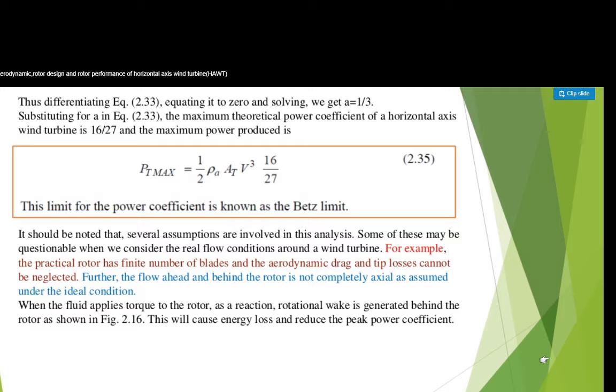It should be noted that several assumptions are involved in this analysis. Some of these may be questionable when we consider the real flow conditions around the wind turbine. For example, the practical rotor has a finite number of blades, and the aerodynamic drag and tip losses cannot be neglected. Further, the flow ahead of and behind the rotor is not completely axial as assumed under ideal conditions. When the fluid applies torque to the rotor, as a reaction, a rotational wake is generated behind the rotor as shown in the figure, which causes energy loss and reduces the peak power coefficient.